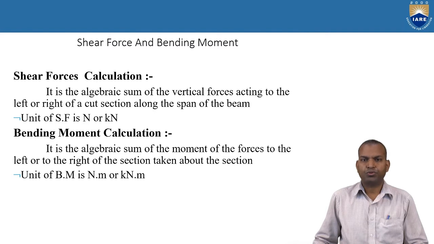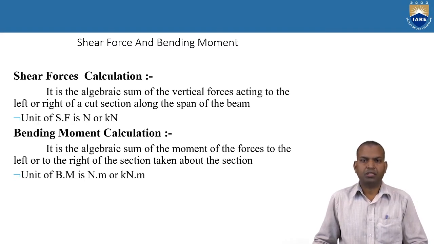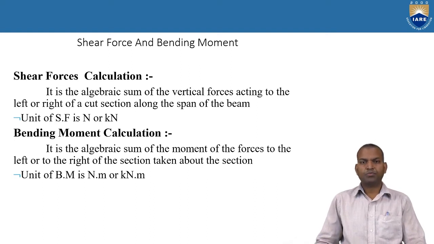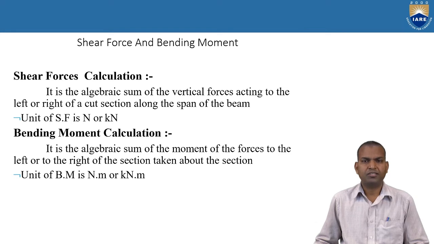Whereas for types of supports, there are various types, such as knife edge support or roller support, hinged support and fixed support. And next, coming to the types of loads, there are three types. Number one, point load. Number two, uniformly distributed load. Number three, uniformly varying load.